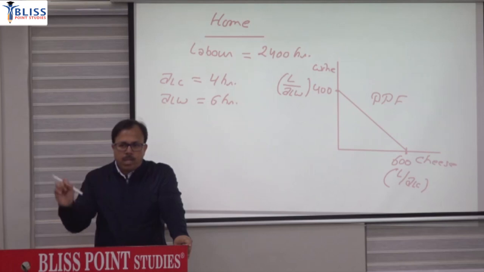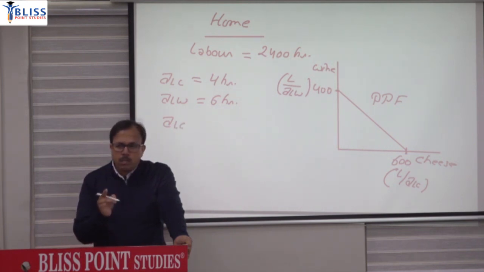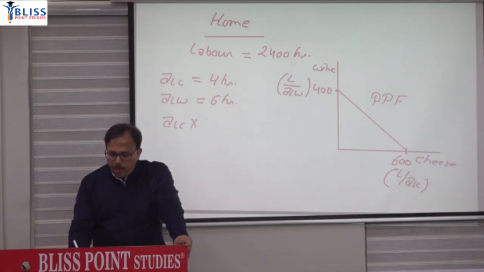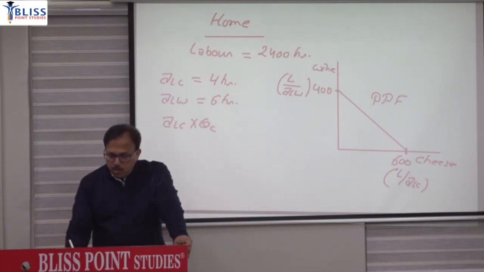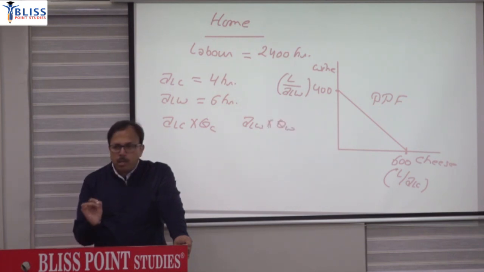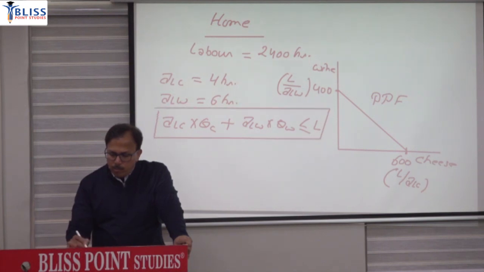Can you write down the equation of this line? It could be written as, just see, ALC is unit labor requirement. एक यूनिट को प्रोड्यूस करने में कितना टाइम लग रहा है, multiplied by quantity of cheese. So this will become the labor hours used to produce cheese. Similarly, if I multiply ALW with quantity of wine, that will become the labor used to produce wine. And if you add these two, then that must be equal to 2400 or less than 2400. So less than or equal to L. You can write down the equation of this line in this form.